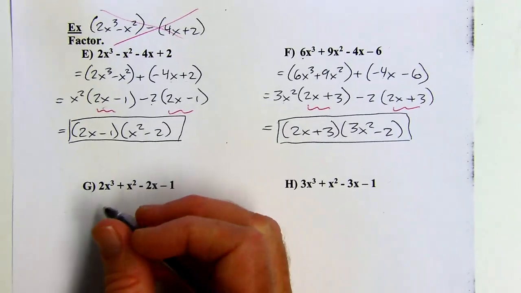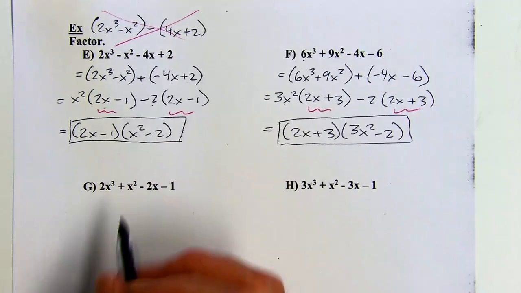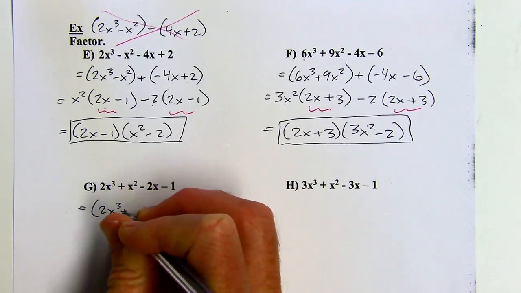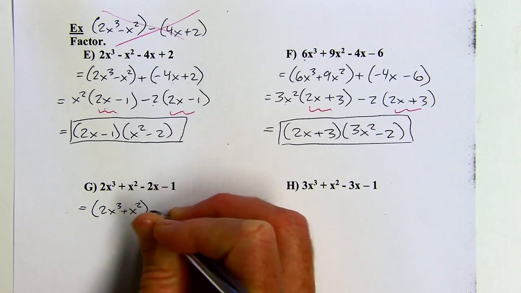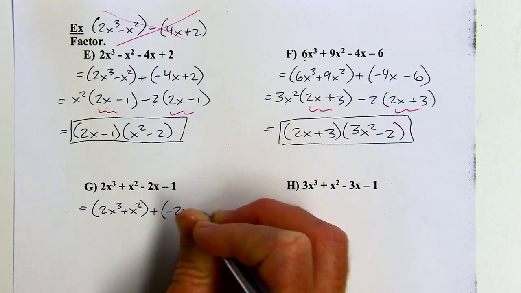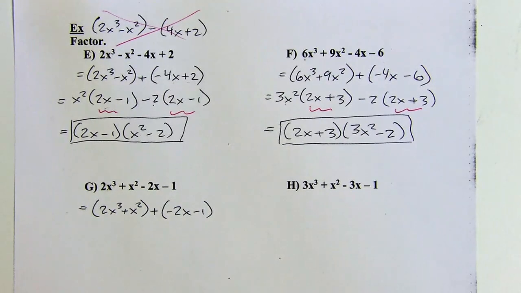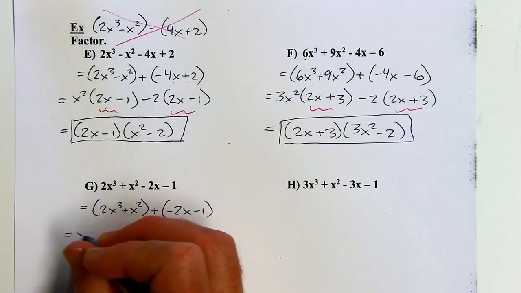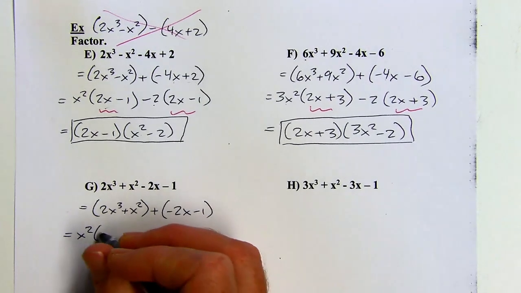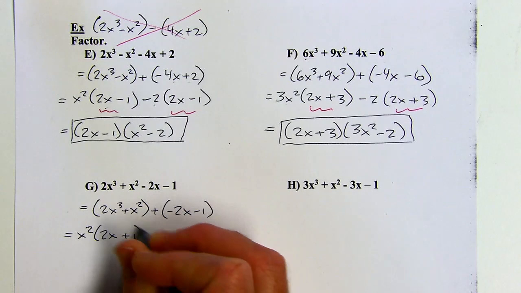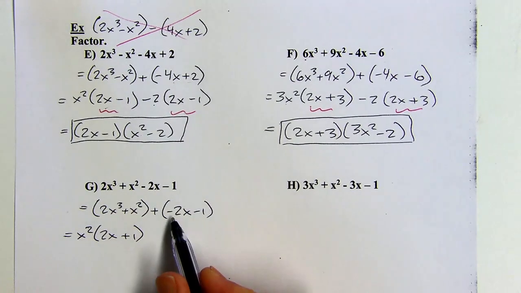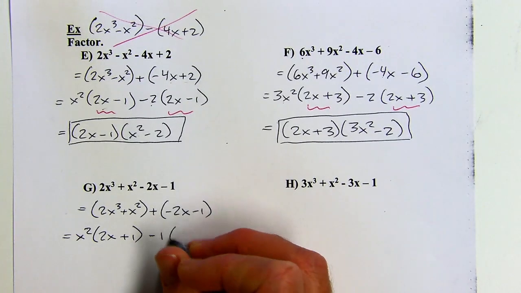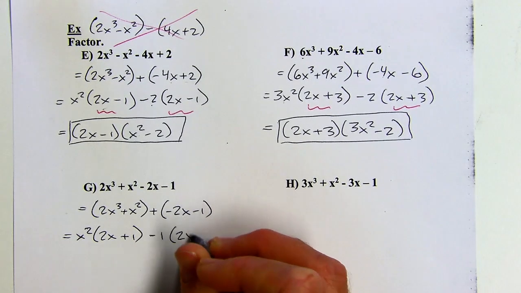All right. So next up, again, I've got a negative sign in the middle here. So I'm going to add my two groups together. There's the setup. Okay. Let's factor out, let's see, we can factor out x squared in the first group. That would leave me with 2x plus 1. And I want to factor out the negative, and that's really the only thing I can factor out here. So I'm going to factor out a negative 1. And that would leave me with 2x plus 1.